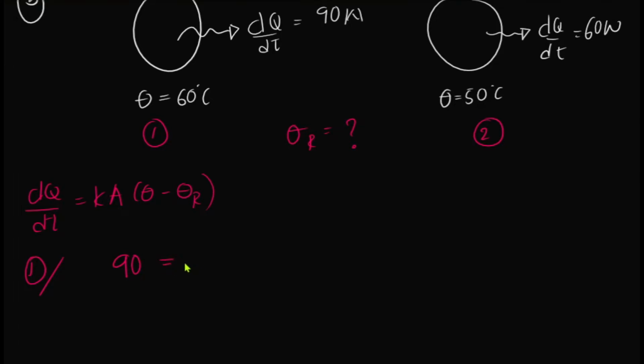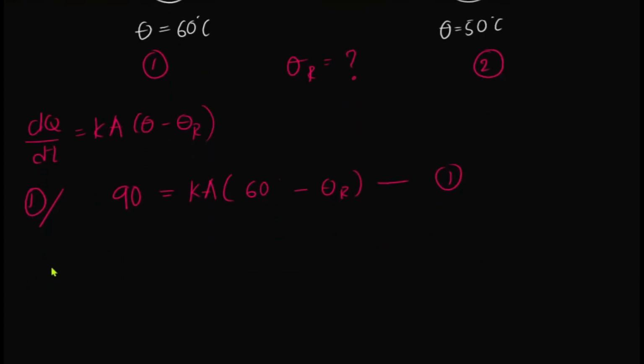90 watts. k is a constant, A is a constant, right? It's the same object, so k is constant. Same object means once again the surface area exposed to the environment is a constant. So what's the temperature in this case? First instance, 60. We do not know the room temperature. First equation.